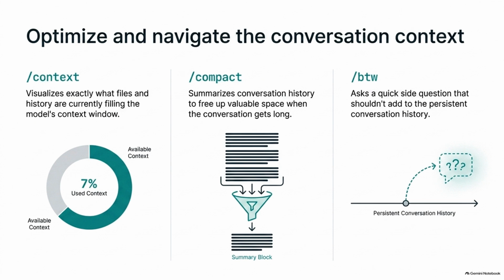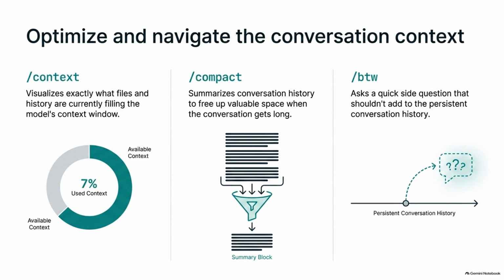As a session runs longer, the conversation itself becomes something you have to manage. /context shows you exactly what's filling up the model's context window right now. In this example, only 7% is used, so there's plenty of room left. /compact steps in when that number gets high.